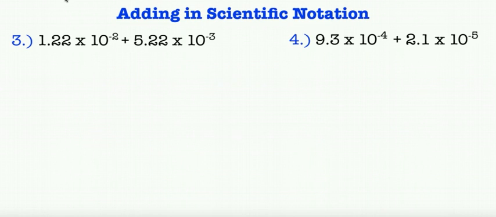So here's two more problems. And instead of having positive exponents, we have negative exponents here. So 10 to the power of a negative exponent. And we're just going to do the same thing. We're going to take our values and convert them into standard form and then change them back into scientific notation.